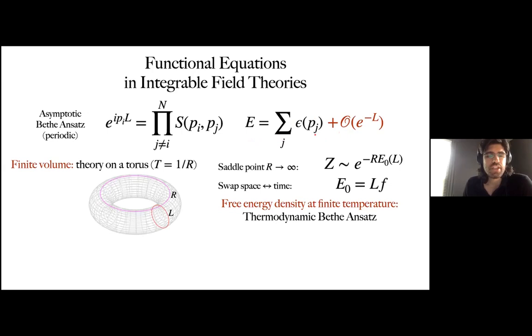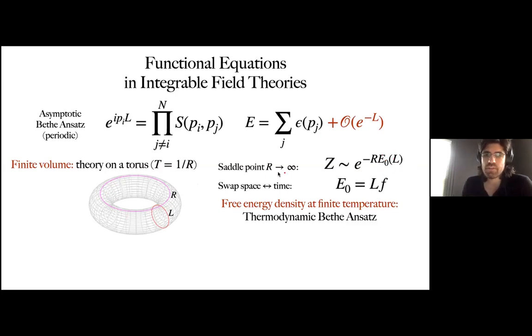And the general strategy is to consider the theory not on an infinite cylinder, but continue to the Euclidean torus. So we make time imaginary, and we consider the system at finite temperature. And then we take the limit where this direction goes to infinity, so that the partition function of the system gets dominated by the ground state of the system at finite volume. Okay.